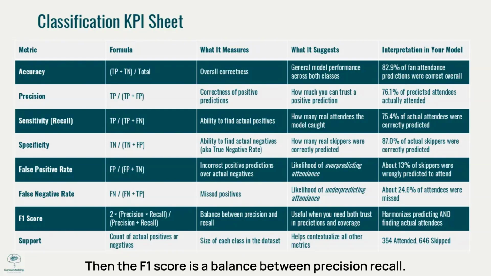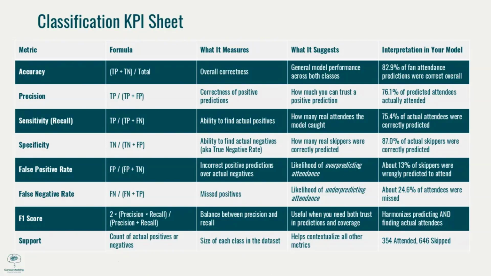Then the F1 score is a balance between precision and recall. This is useful when you need both trust in predictions and in coverage. And then finally, support. How many people were in each actual class? This helps contextualize the metrics themselves. Now let's walk through each one.